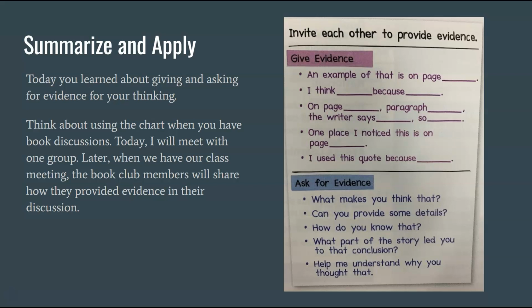But feel free to think about this chart, use this chart when you are providing your evidence. We'll also have this chart near the back table when we start meeting with our small groups, because we're going to really focus really hard on giving that evidence and asking for that evidence this year in our small groups to make sure that we are supporting our thinking using text evidence. Okay, guys? As always, if you have any questions, please just let me know.